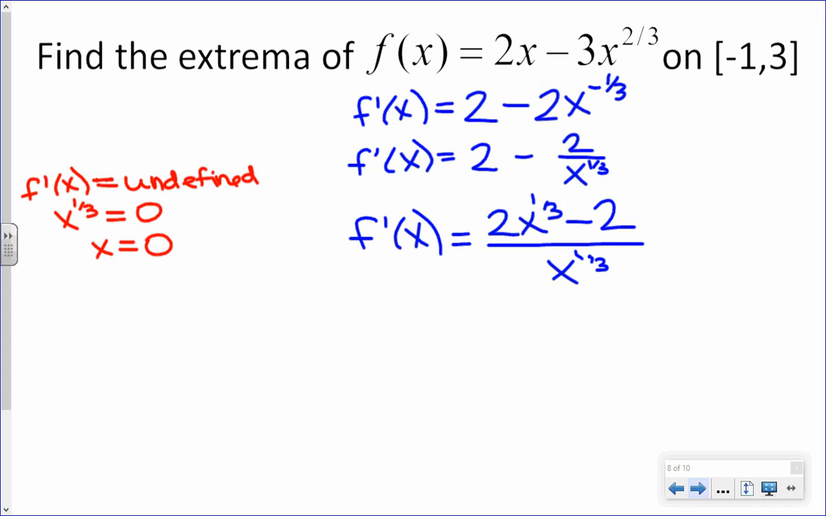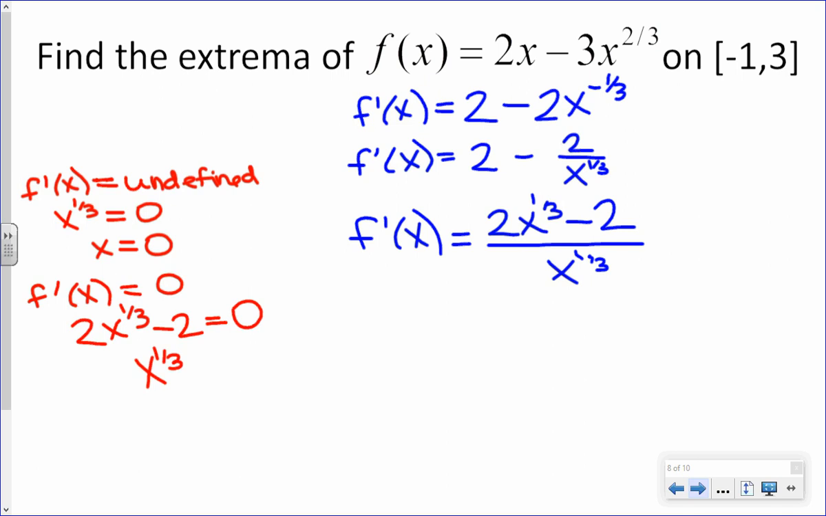Cube root of x equals 0 means x equals 0, right? If we cube both sides. Okay. If we want our derivative to be 0, then we would need to set 2x to the 1/3 minus 2 equal to 0. Now, if we add over the 2 and then divide by 2, we can easily see that x to the 1/3 equals 1. And if the cube root of x equals 1, then x equals 1.